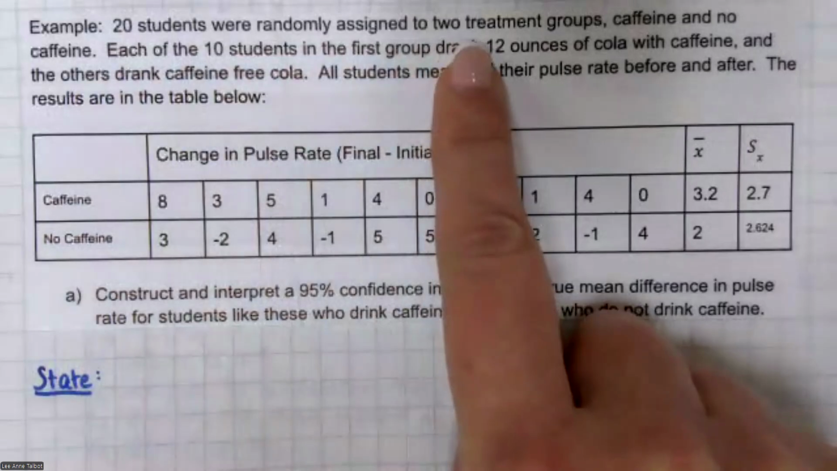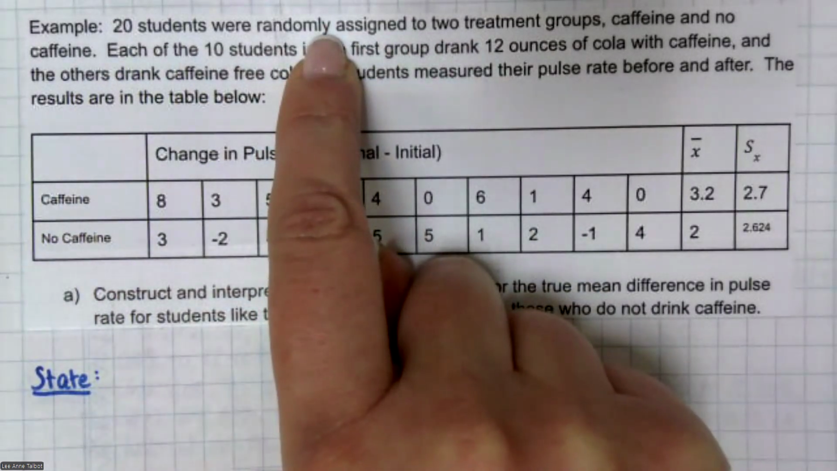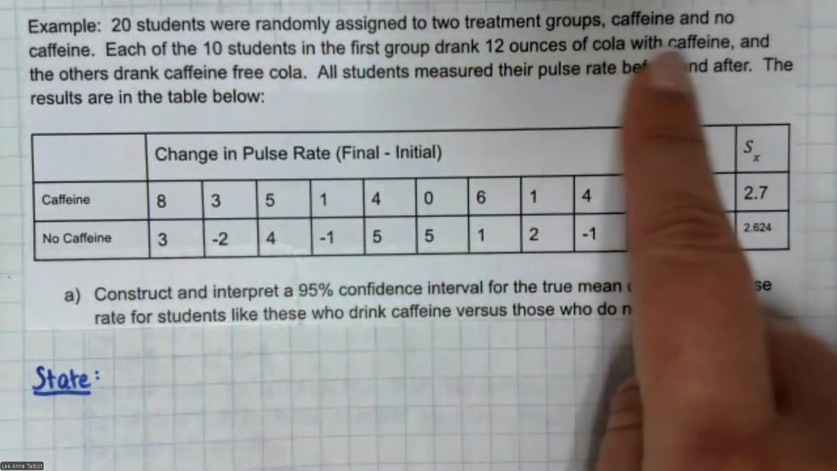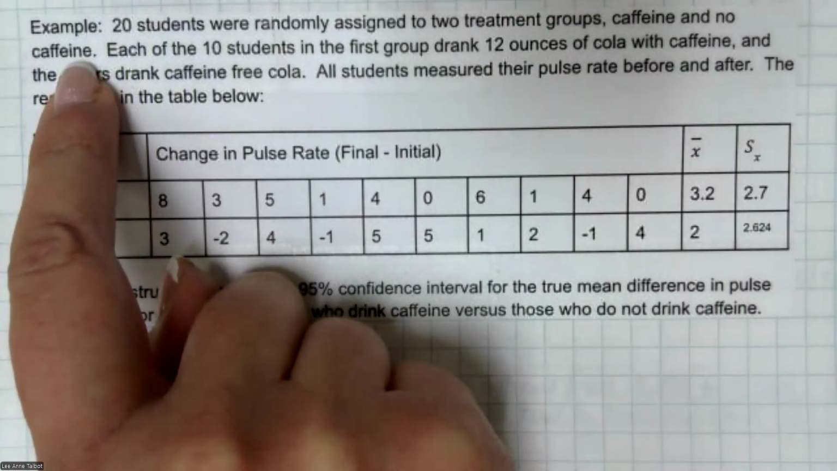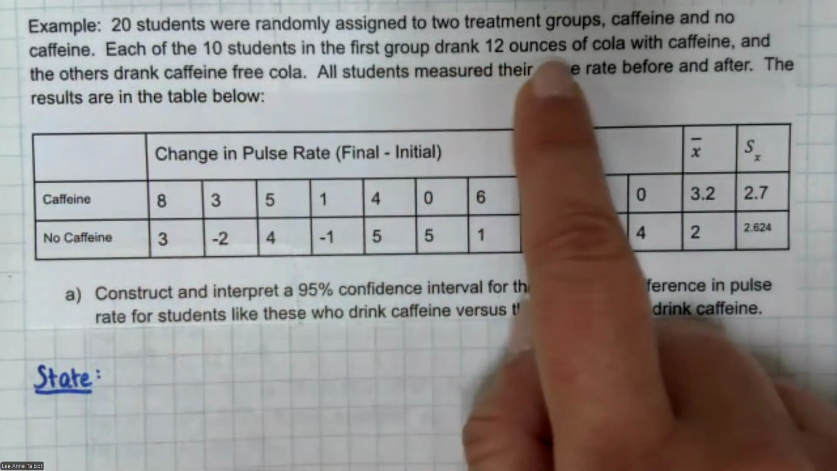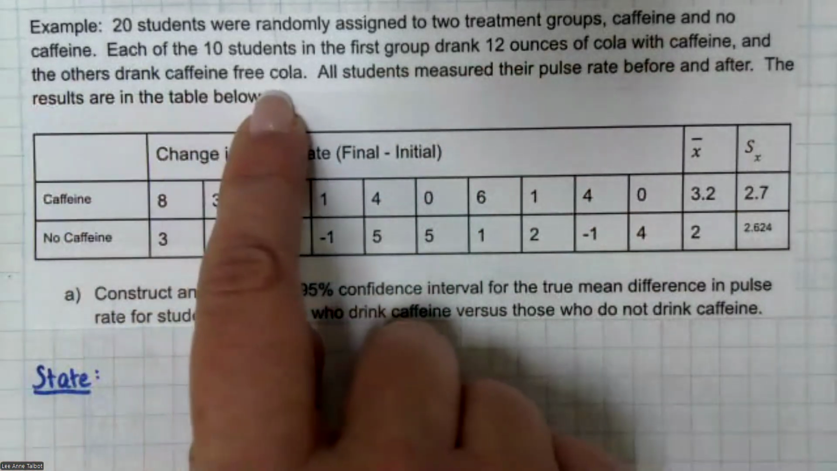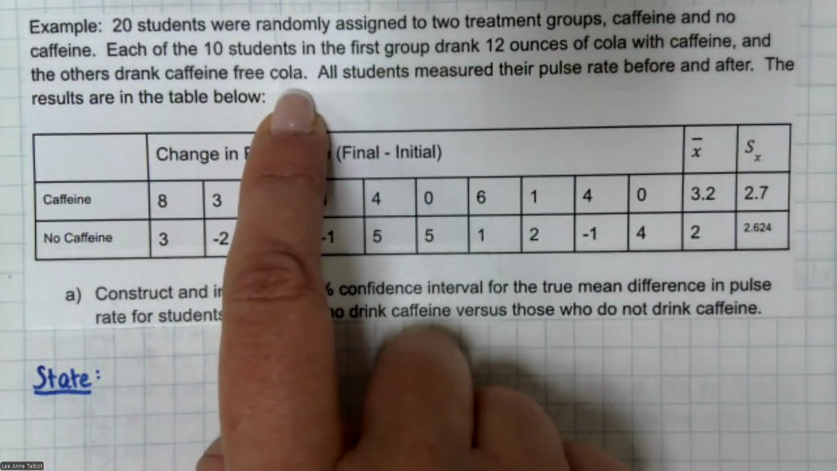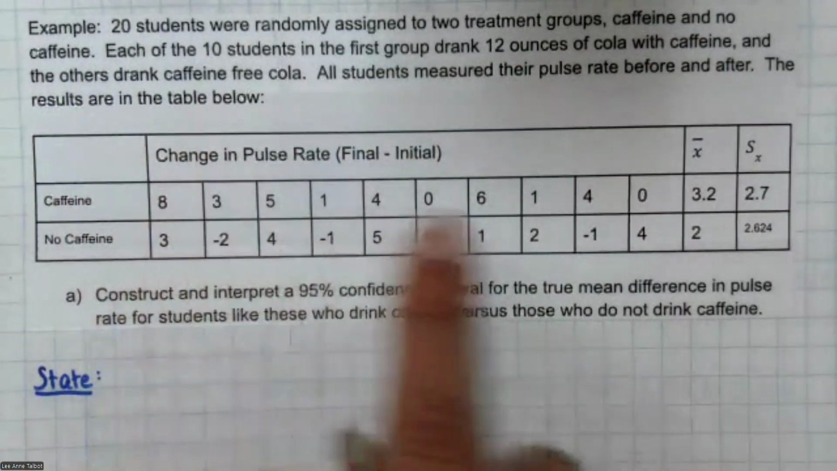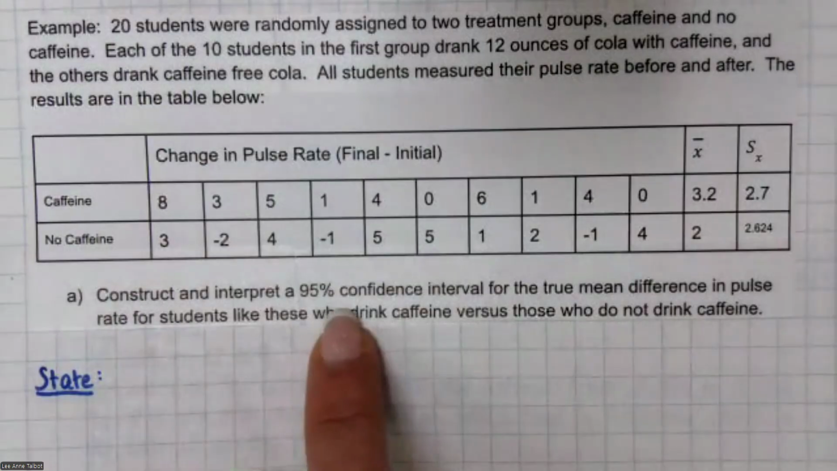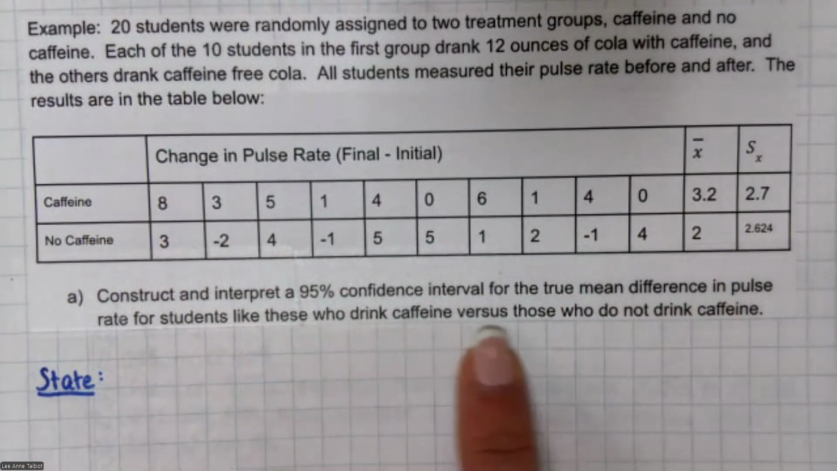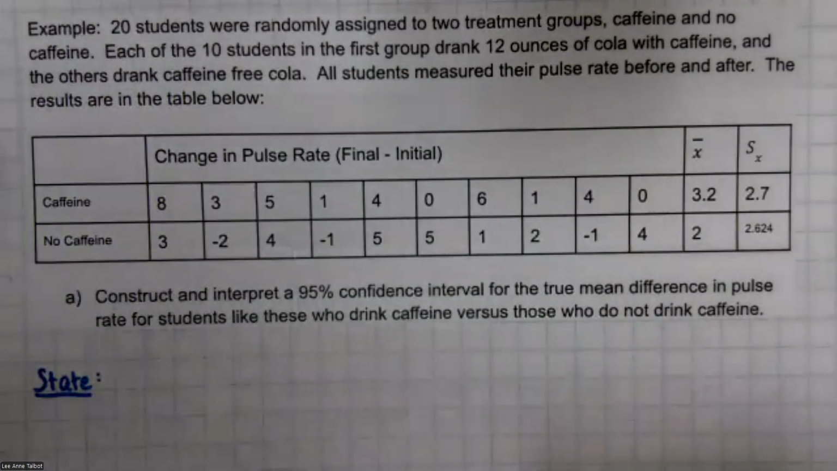20 students were randomly assigned. Oh, hey. Randomly assigned. That means I get to skip the 10% condition. Woohoo! To 2 treatment groups, caffeine and no caffeine. Yikes. I don't want to be in the no caffeine group. Each of the 10 students in the first group drank 12 ounces of cola with caffeine, and the others drank caffeine-free cola. All students measured their pulse rate before and after. The results are in the table below. Construct and interpret a 95% confidence interval for the true mean difference in pulse rate for students like these who drink caffeine versus those who do not drink caffeine. Cool.